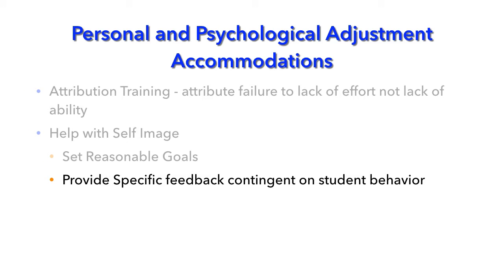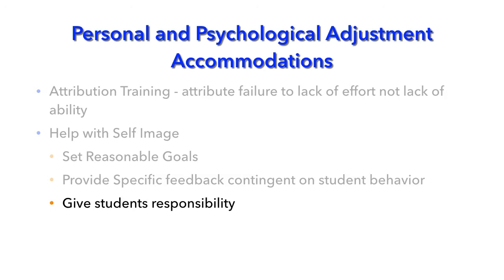Provide specific feedback contingent on student behavior. If you do this behavior, then you're going to get good feedback and positive feedback. You accomplished what you needed to do. That was great. And we want to be very specific, not just, "Hey, great job," but "Johnny, I noticed that you tried really hard to complete your math paper, and that really tells me a great deal about your character." That's the kind of thing we want.